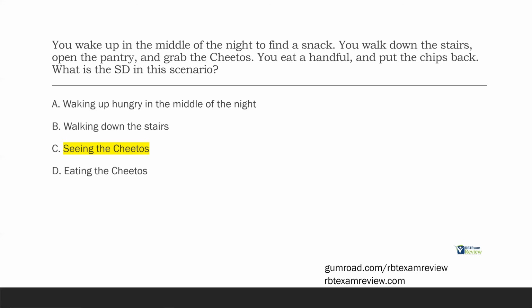Go back through this question if you got it wrong and start labeling. Okay, this is the MO, this is the SD, right? The more you do it, the more you practice, the better you're going to get. Our answer here is C, seeing the Cheetos.